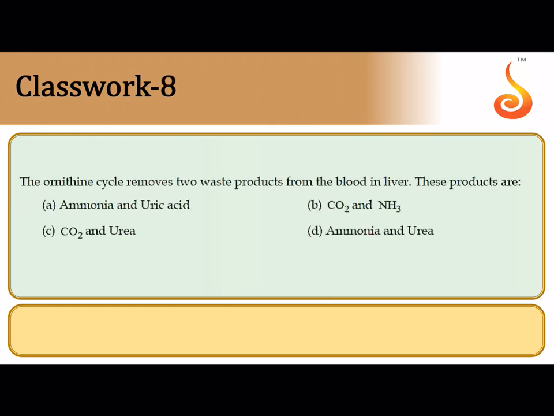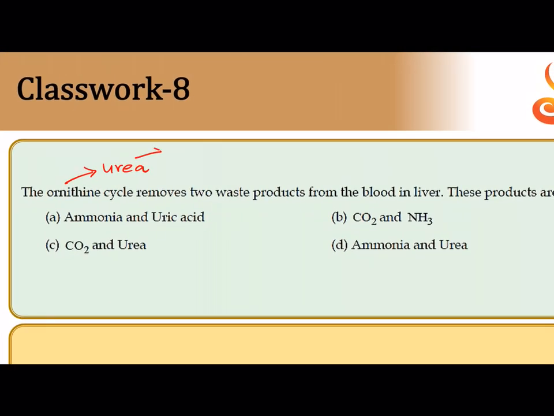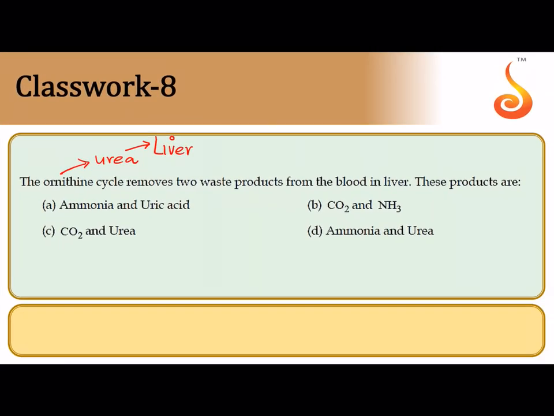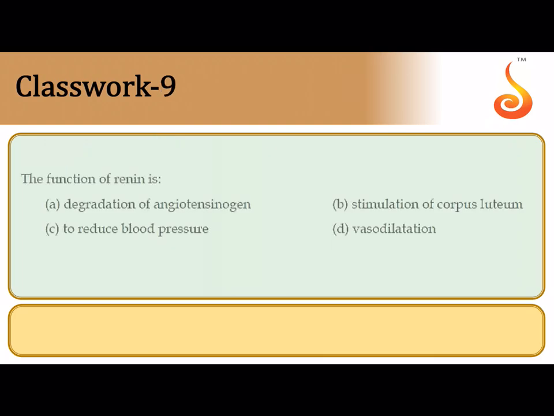Ornithine cycle is also referred to as the urea cycle, where urea is manufactured. It happens inside your liver, and during the ornithine cycle, some of the toxic substances like carbon dioxide and ammonia are eliminated from your system, ultimately converted into urea, from where it is sent to the kidney, and the kidney will filter this urea from your blood.